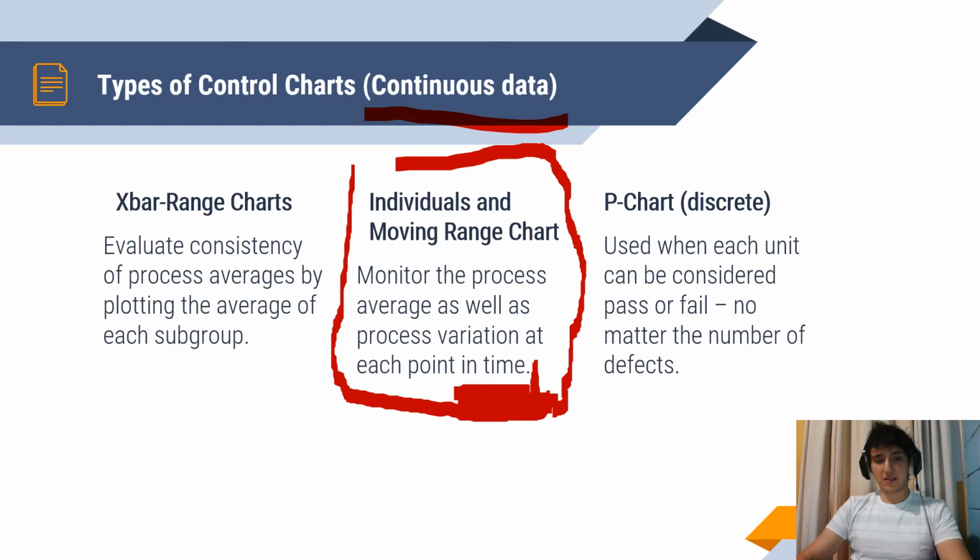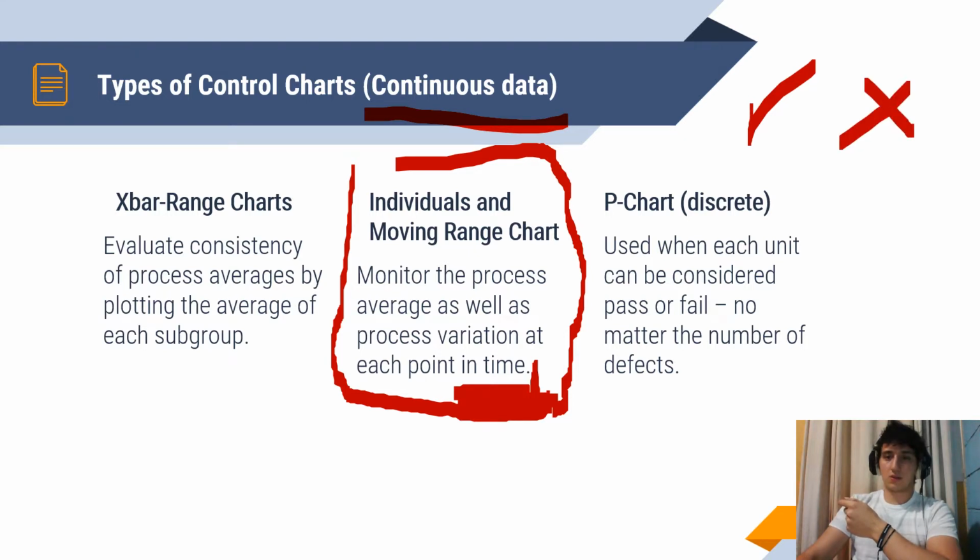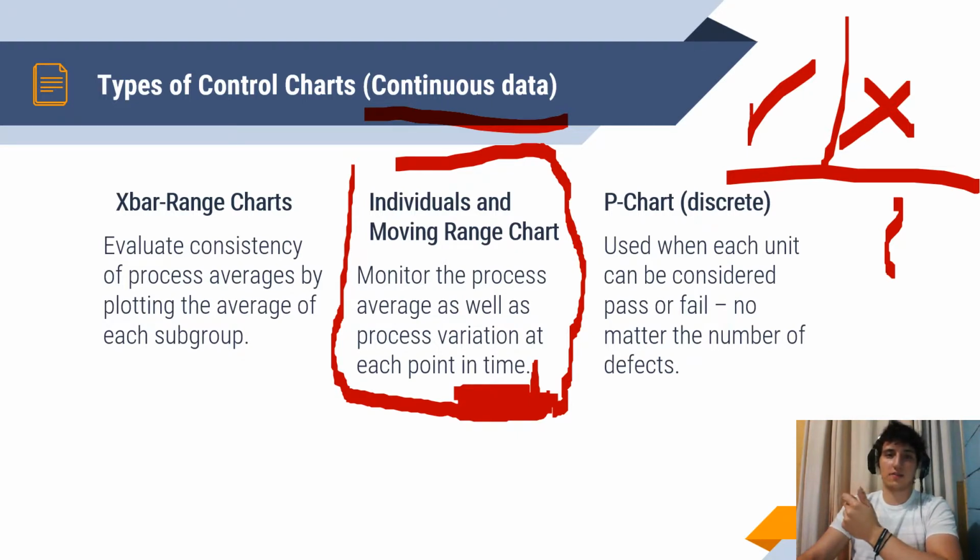Then we have discrete charts. It is going to be the P chart. This is used for, for example, cases where we don't care much about the measurements or the numbers. We just want to know if the sample is a pass or a fail. So we don't care about the numbers. Just if the process is okay and if the customer is going to be fine with the product or not.